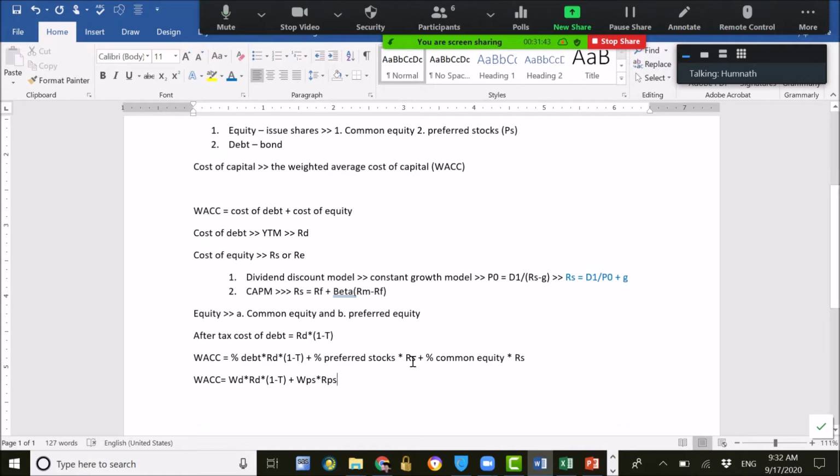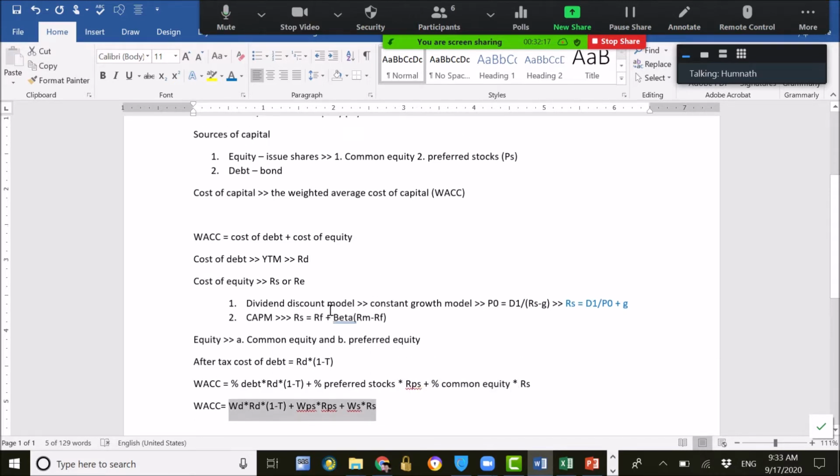Let me put here preferred stock. All right. And finally, we're going to have plus weight of common stock, okay, times R sub S. So this is the formula for the cost of capital. This is the whole thing.